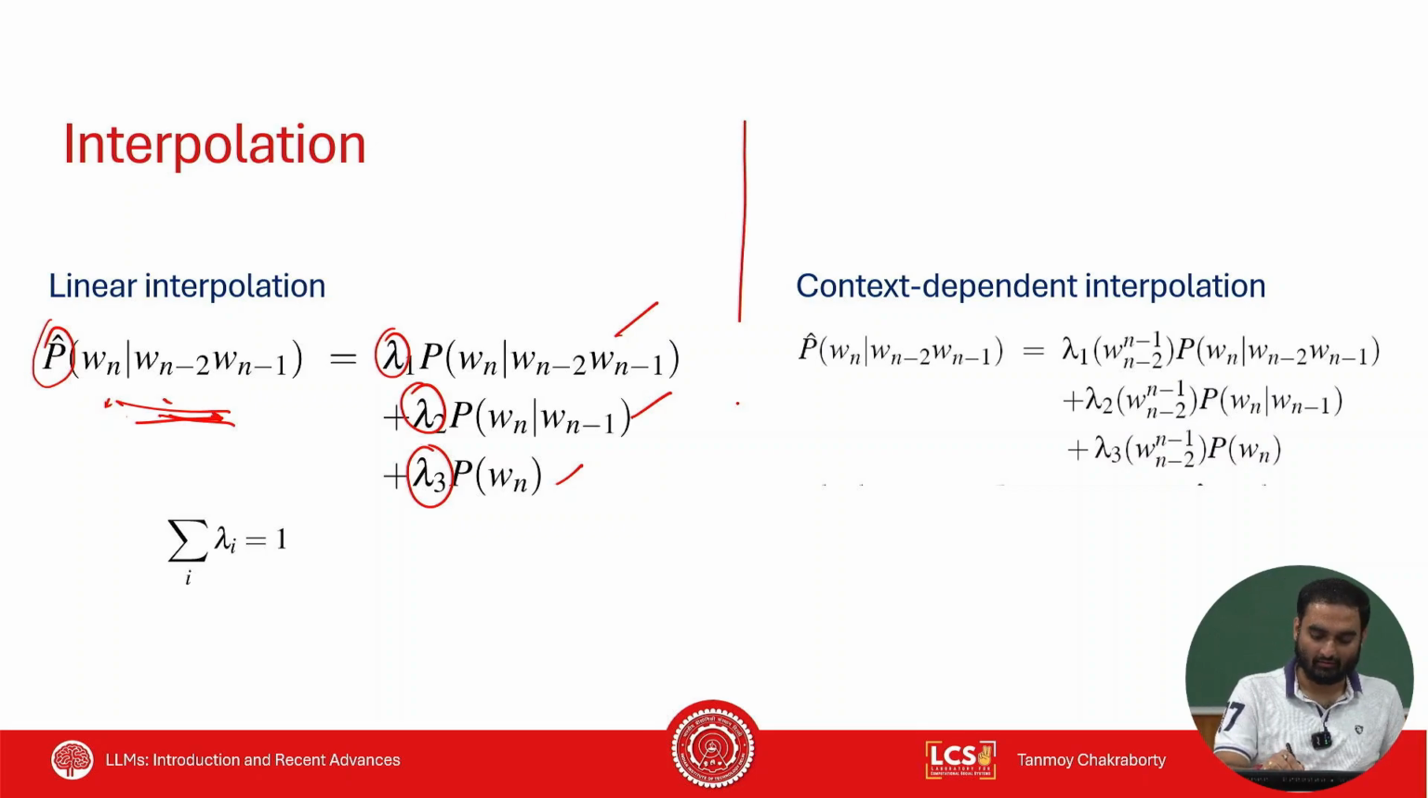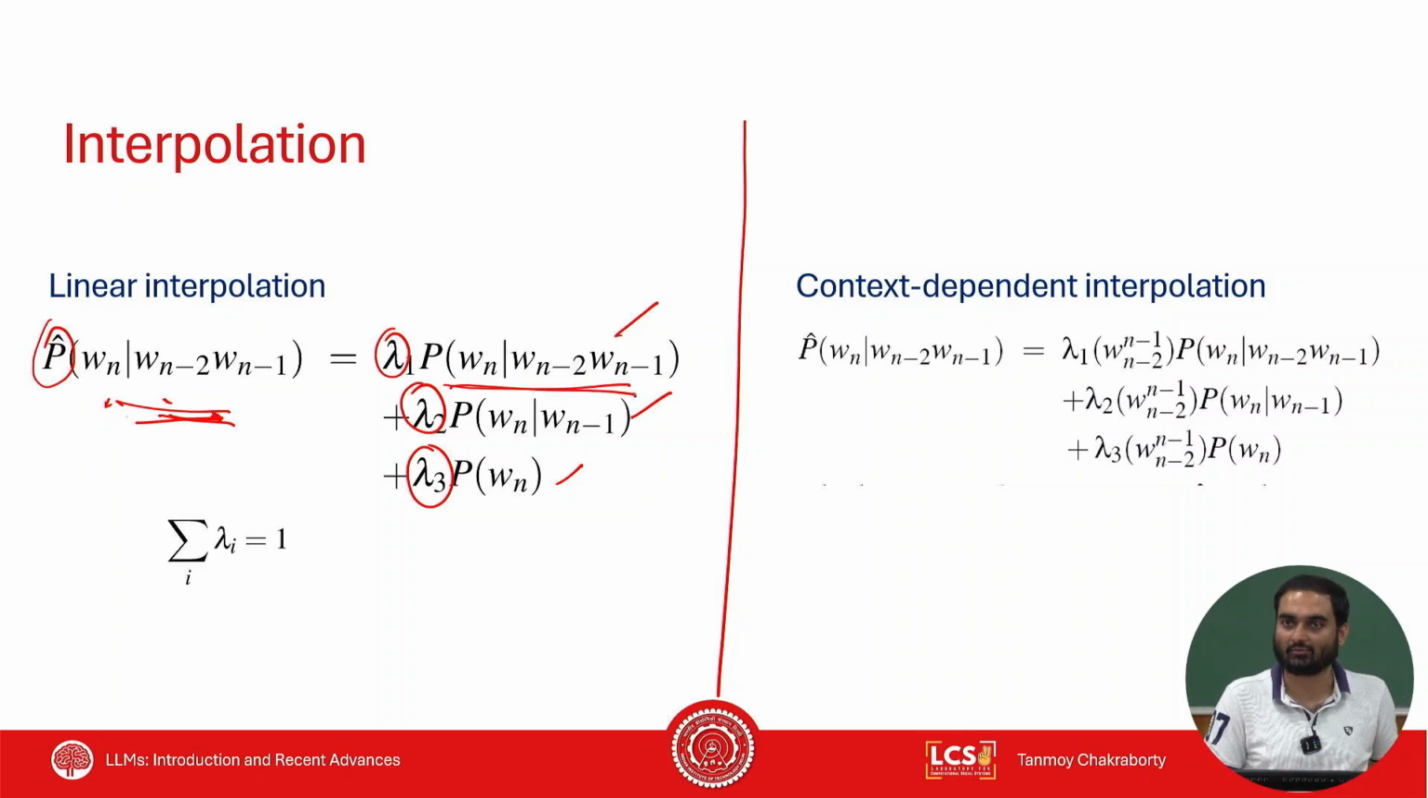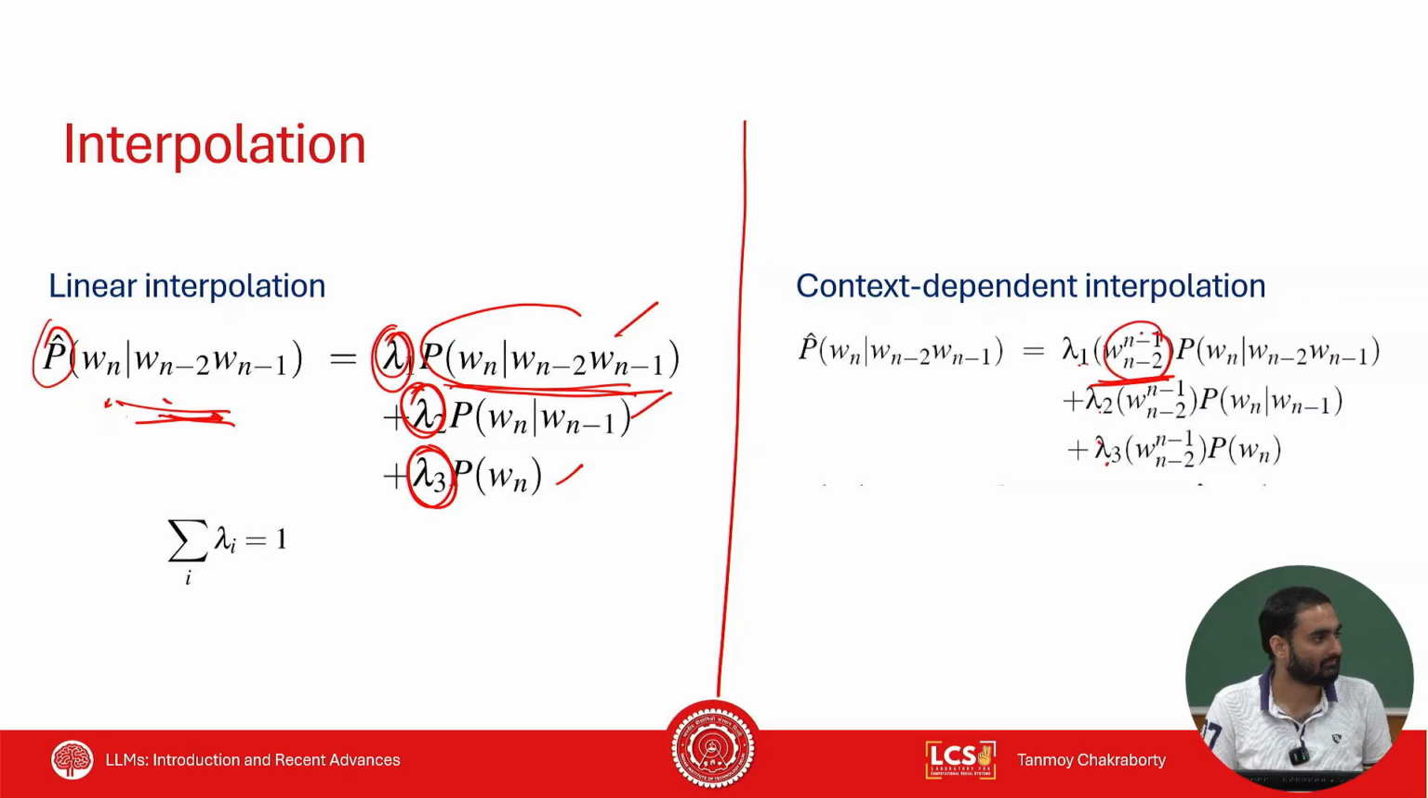Okay. Now you can think of a more advanced version where, instead of this raw probability count, I make the probability dependent on the context. So now lambda 1, lambda 2, lambda 3 are not normal constants. These are functions of the context. You see lambda 1, lambda 2, lambda 3, these are functions of the context. You can make it more complicated and so on and so forth.